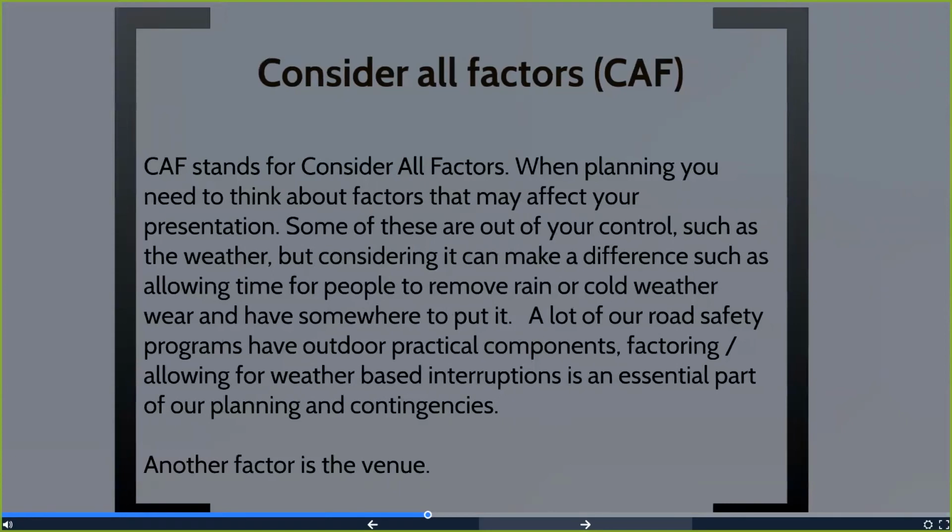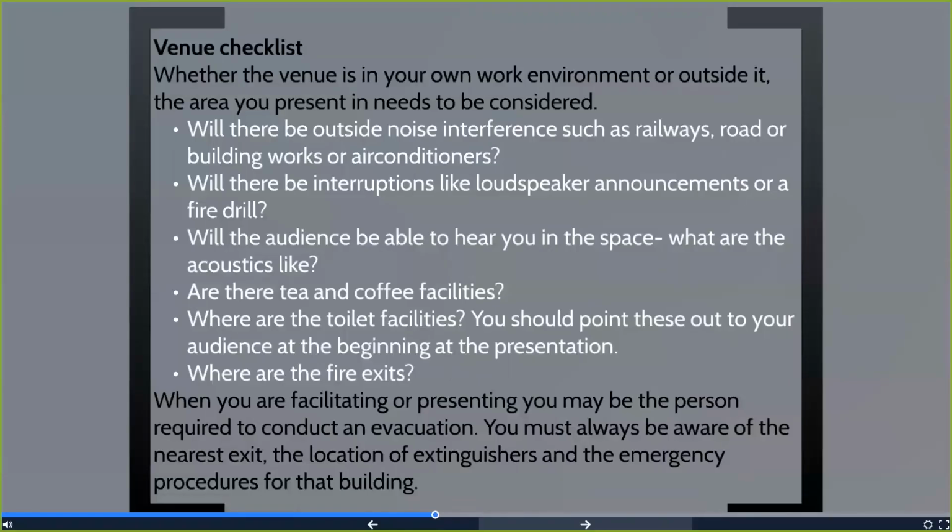Venue checklist. We're nearly finished with this presentation tonight, guys. Venue checklist. Whether the venue is in your own work environment or outside it, the area you're presenting needs to be considered. Where there will be outside noise interference such as railways, road or building works, or air conditioners.